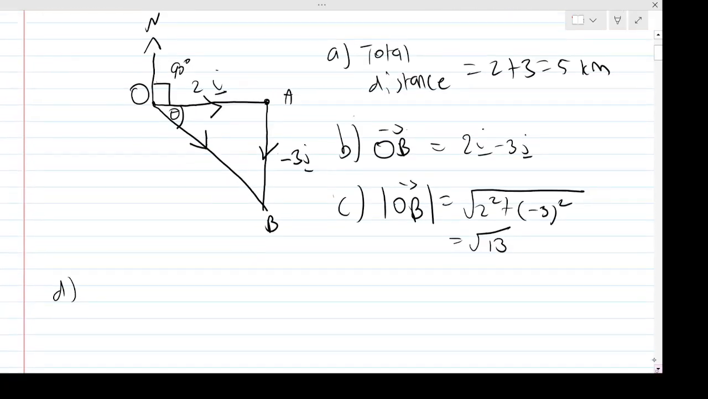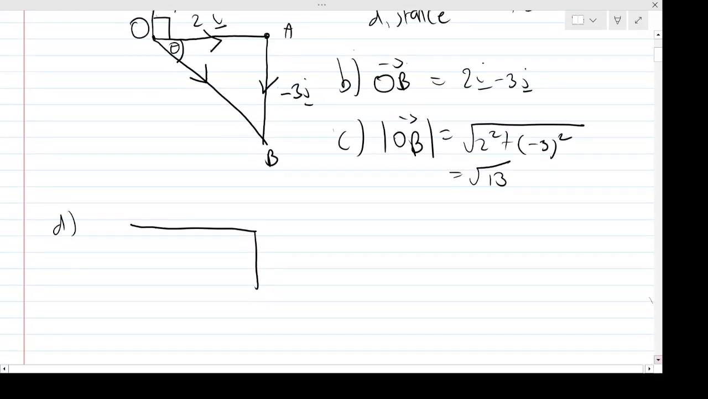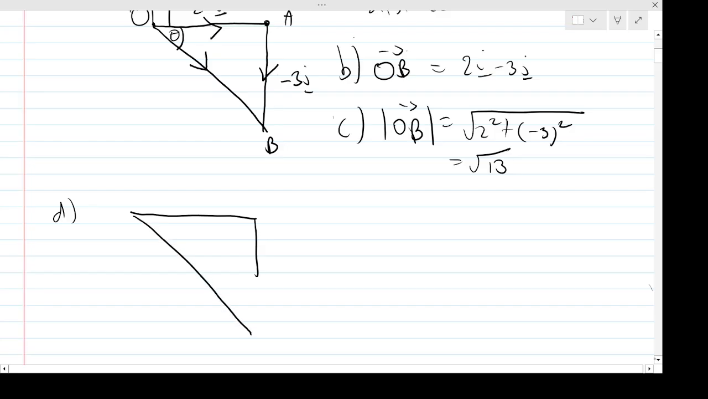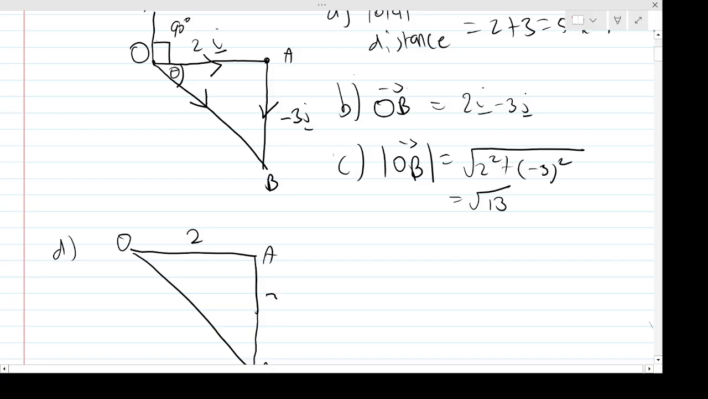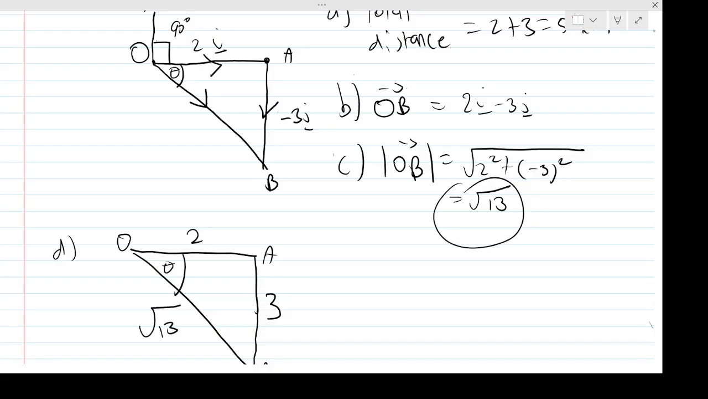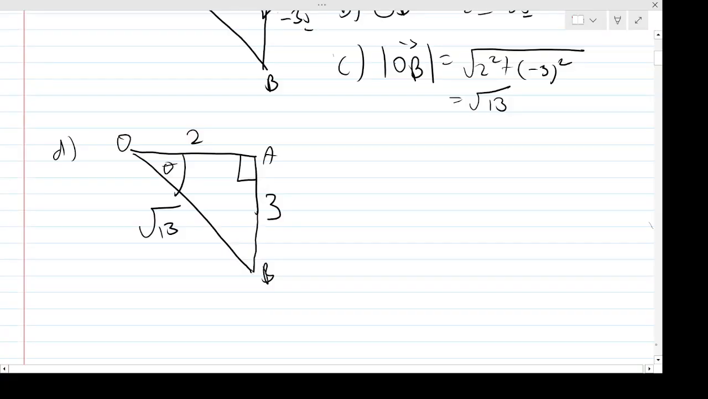But actually, we've got a triangle, haven't we? If I have the triangle here, the triangle OAB, O to A to B, if you just consider the lengths, we have 2 that way, then 3 downwards. And we also know the length O to B is root 13. That's the length here, right? So then to find the angle theta, and given that this is going to be a right angle, well, we can just use SOHCAHTOA, right? Really, we can use SOHCAHTOA to find theta.